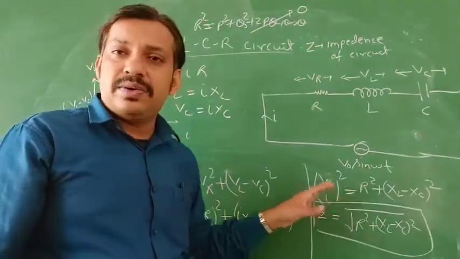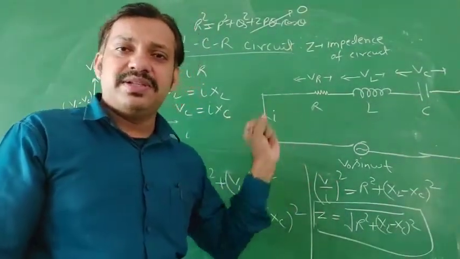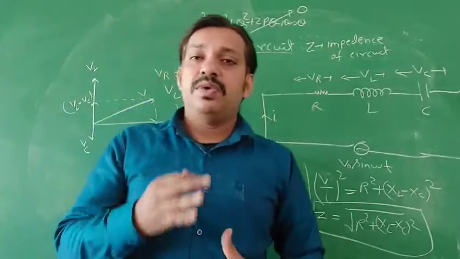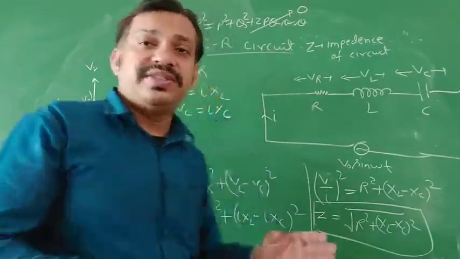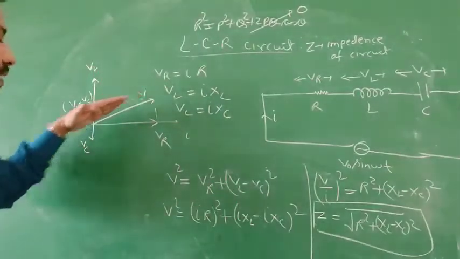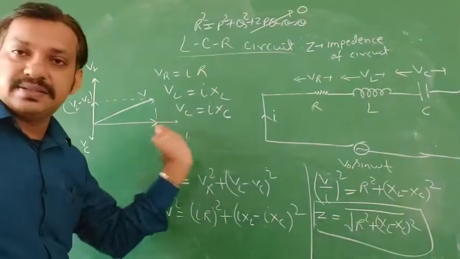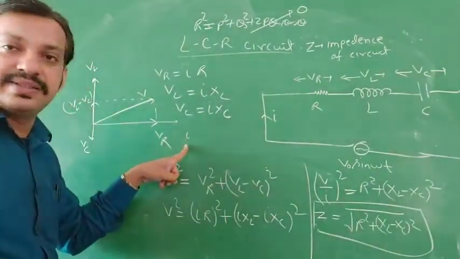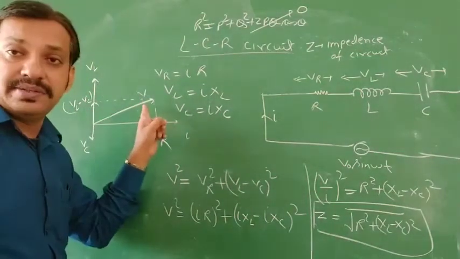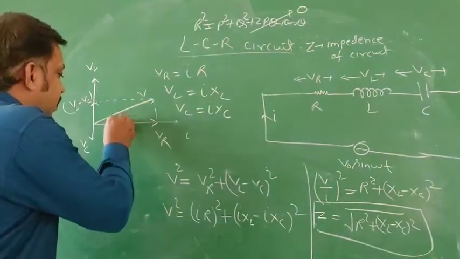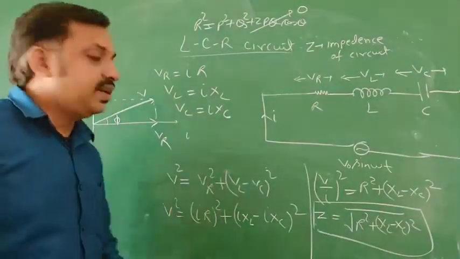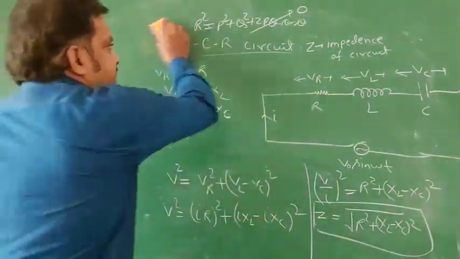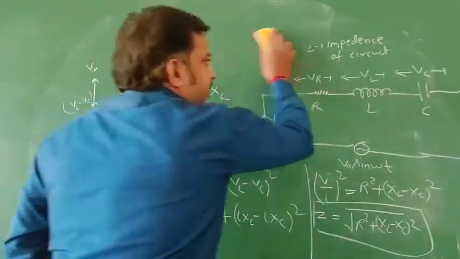Now, this is the overall resistance offered by the circuit, and what is the phase difference between the voltage and the current? You can see from this phasor, this is your applied voltage and this is your current axis. This is your current, you can see this is the current axis, and this is your applied voltage. So this angle is what? This angle is your phase difference. Let us find out the phase difference.